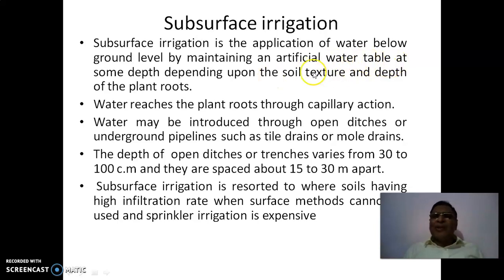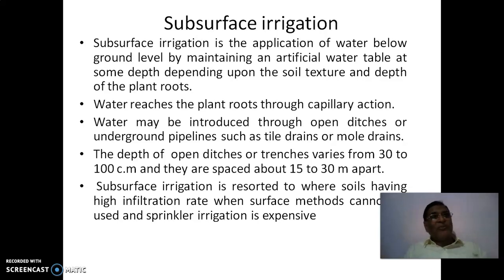It's not exactly a water table. It is soil moisture maintained at a certain depth, depending upon the soil texture and the depth of the plant roots. Water reaches the plant roots through capillary action. That means when the water is flowing in a trench or in a pipeline, there is capillary action moving it sideways into the soil.